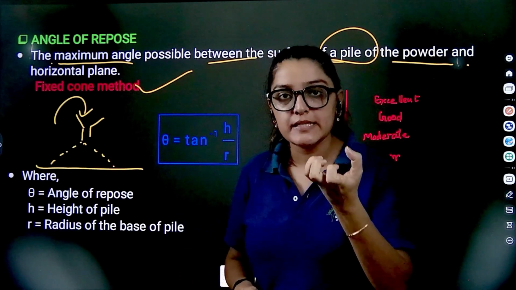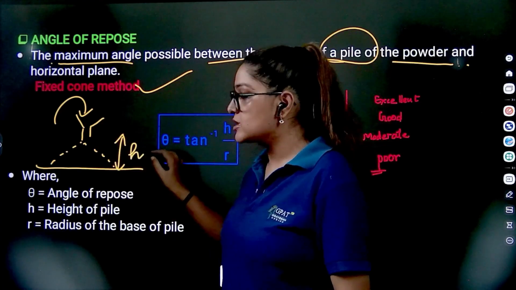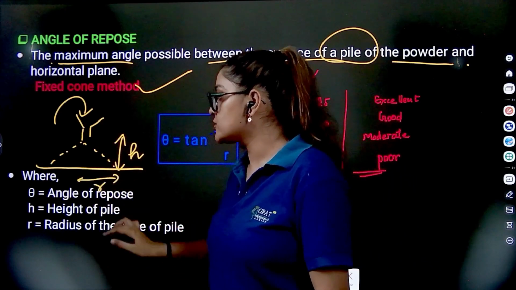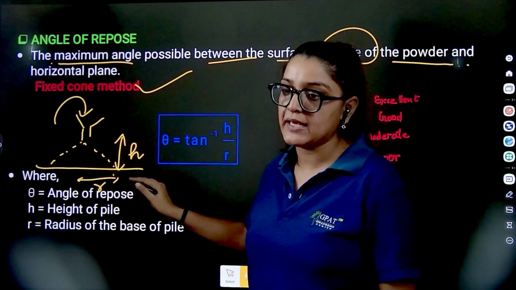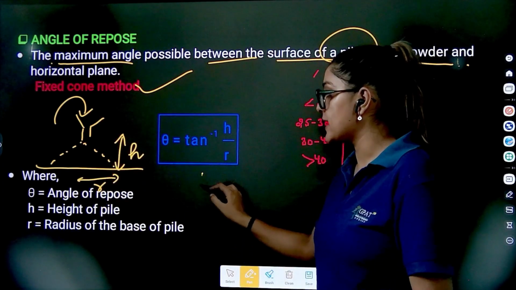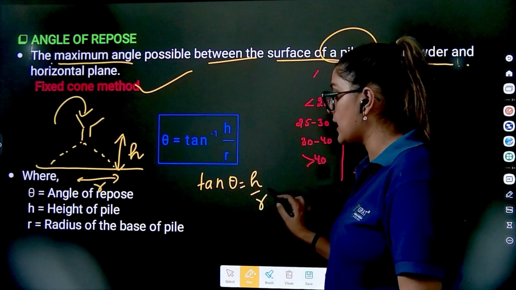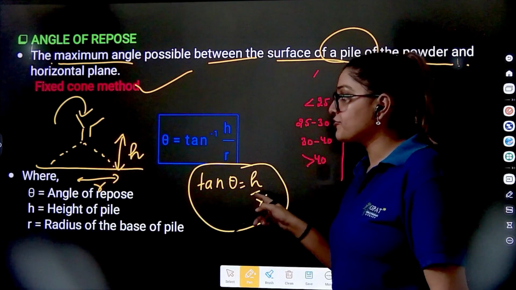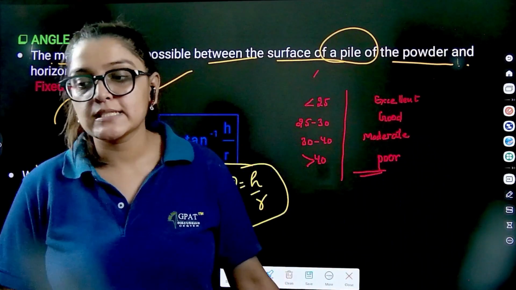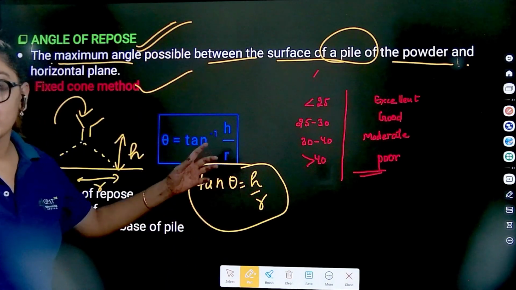Now, if this heap is formed, you can take a simple scale. You can measure the height of the heap. You can also measure the radius of the heap, and you get the expression as tan theta is equal to h upon r. That means height of the pile and the radius of the pile. So this is a simple way you can get the value of angle of repose.